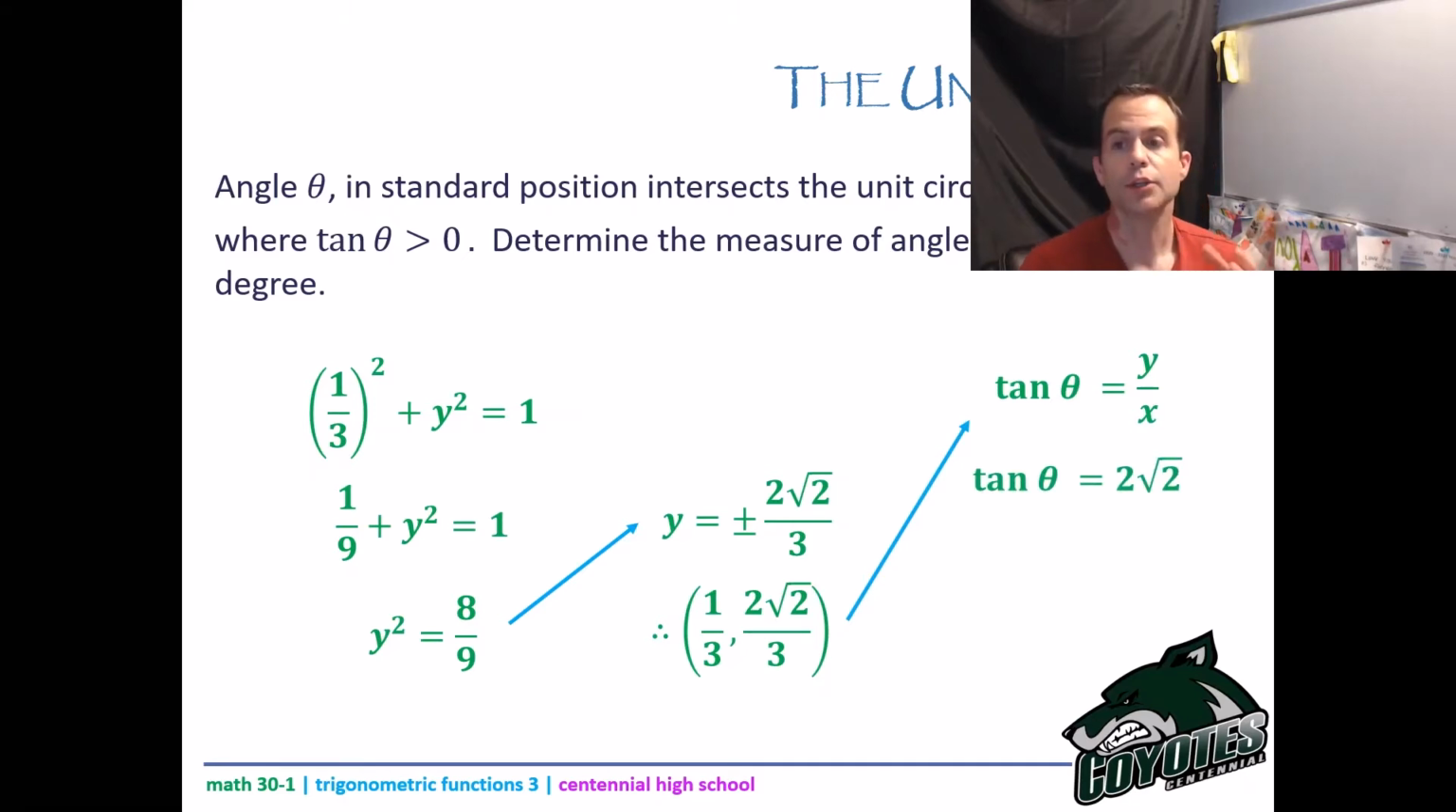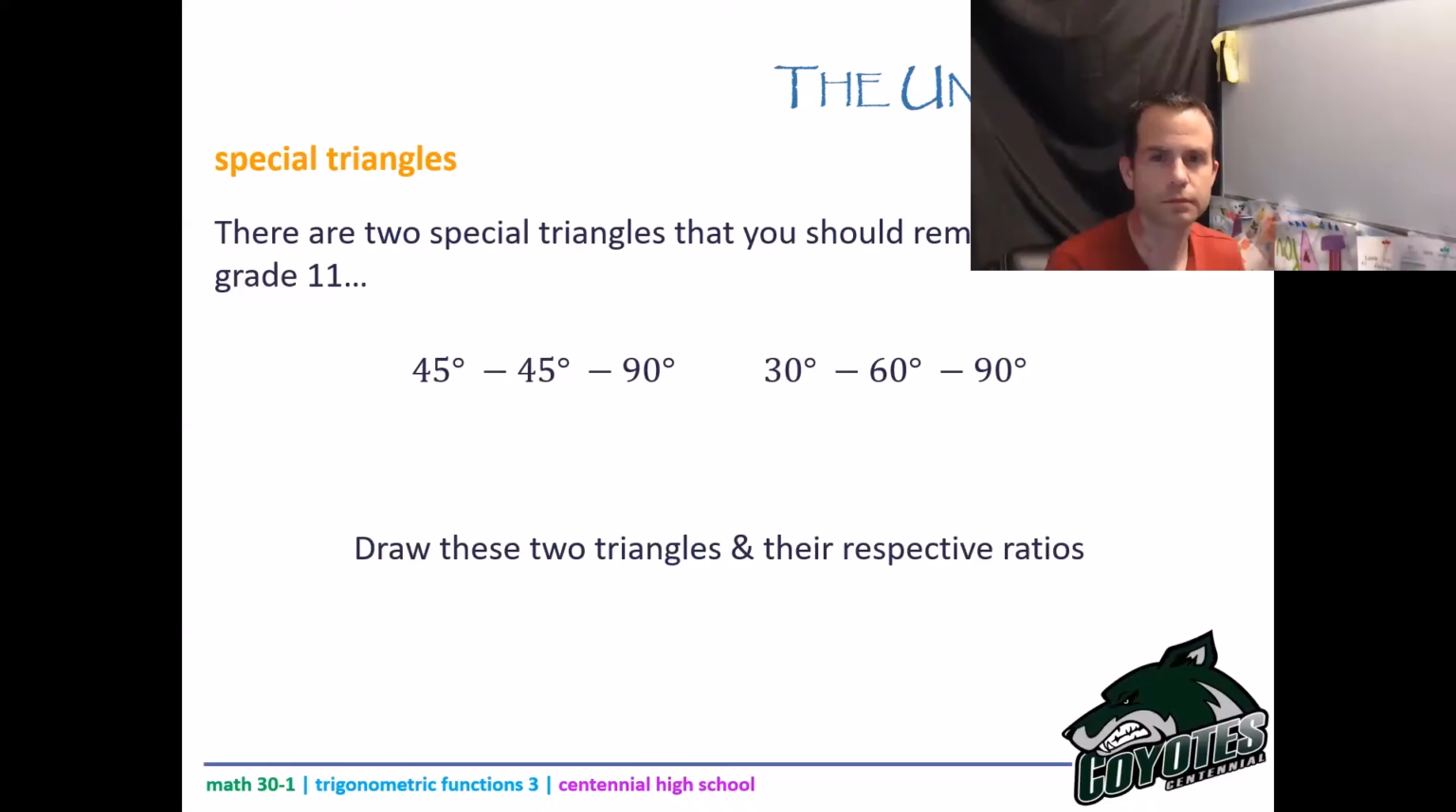Now, knowing that tan of theta is 2 root 2, I will arctan it to figure out what my angle for theta is. I was asked to round to the nearest degree. So if I arctan 2 root 2 and round to the nearest degree, I'd get an answer for theta of 71 degrees. Okay, so now we're going to have a quick little conversation around special triangles.